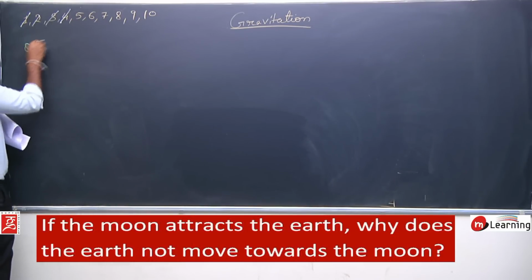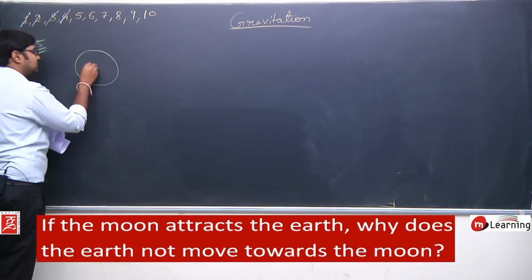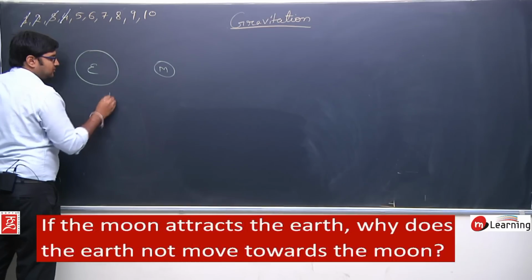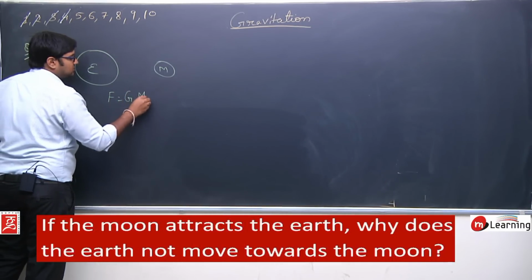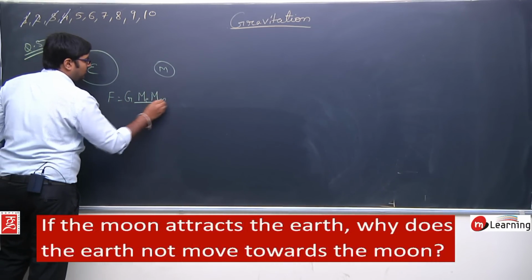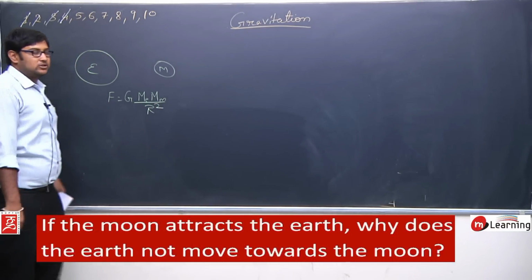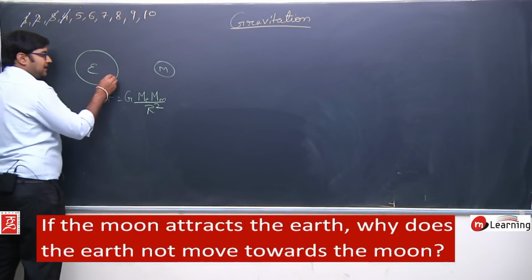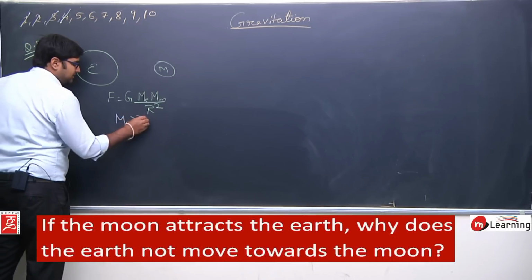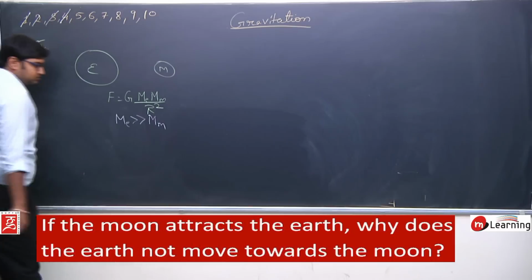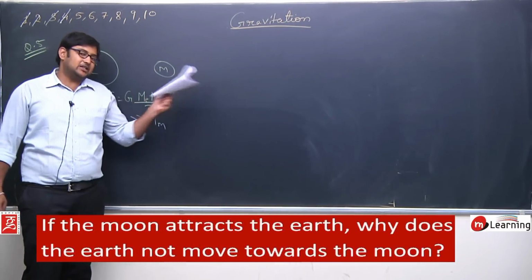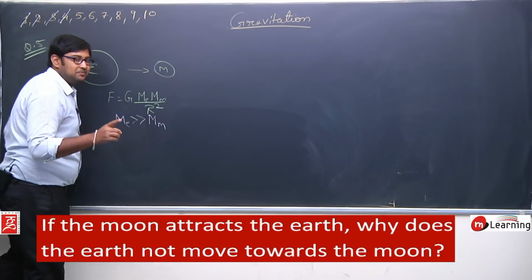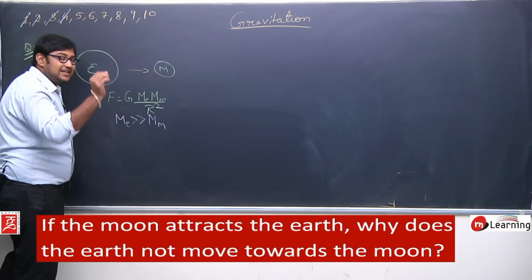See, this is the earth and this is the moon. Both of them are attracting each other with a force equal to G times mass of earth into mass of moon upon r square. But the important point to note is that the mass of earth is much larger than the mass of moon. So even if the moon is attracting the earth towards itself, earth is not moving towards the moon. The reason is simple, that there would be very less acceleration.